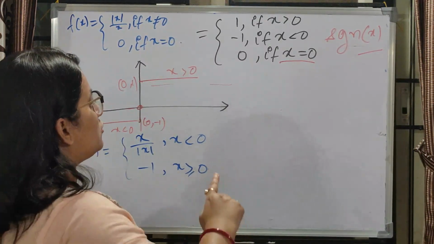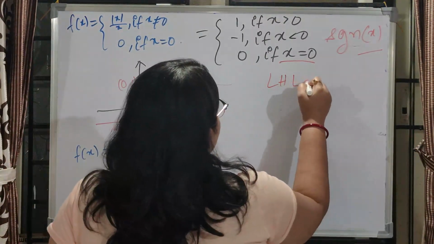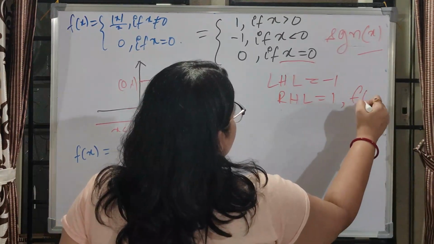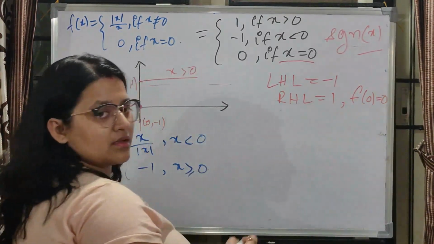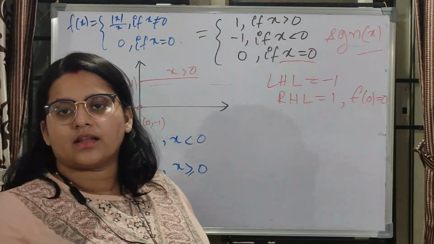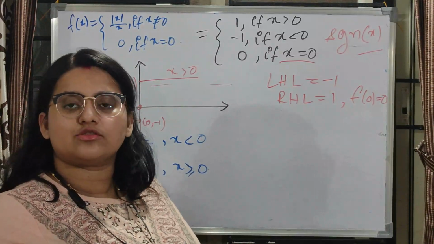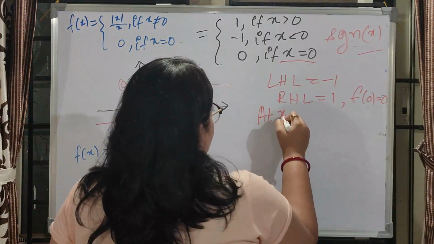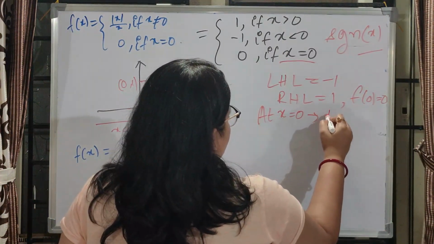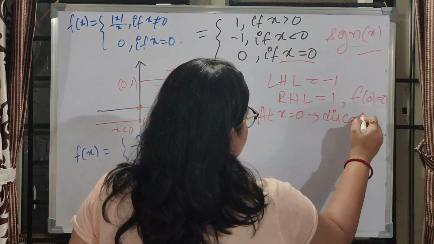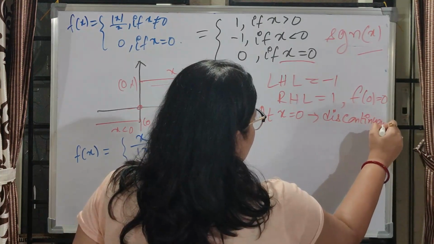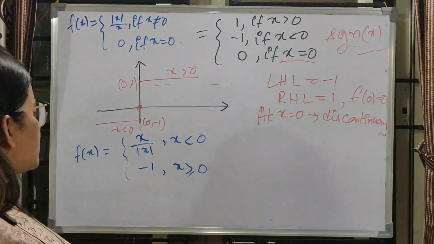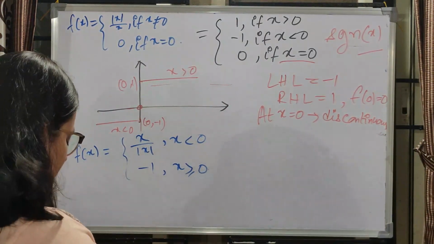But at x equal to 0, the left-hand limit is minus 1, the right-hand limit is 1, and the functional value is 0. All are not equal. The left-hand limit is not equal to the right-hand limit, so it is discontinuous at x equal to 0. Okay, clear?